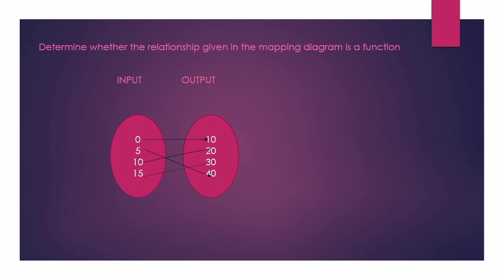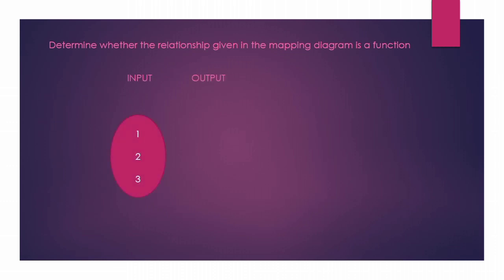So the input must not repeat, or should not be used twice. If you could notice, 0 was used only once, with 10, and it has an output of 10. 5, 40, 10, 20, 15, 30. So that means that this mapping diagram represents a function. Very good. Example. Determine whether the relationship given in the mapping diagram is a function.